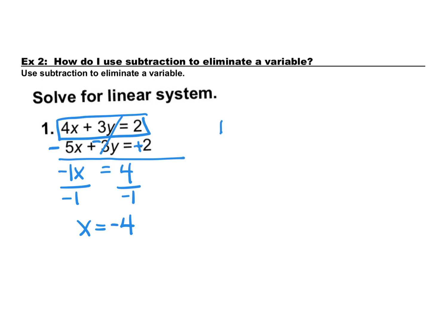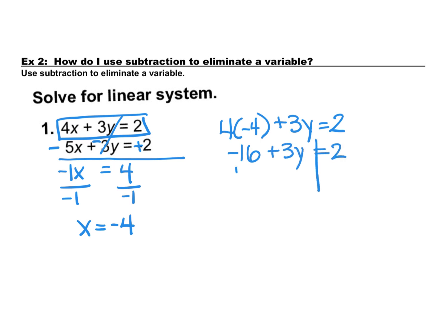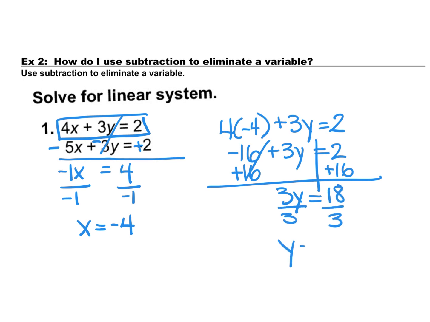So then we're going to plug into one of these equations, it doesn't matter which one: 4 times negative 4 plus 3y is equal to 2. So negative 16 plus 3y is equal to 2, and then we're going to add the 16, and we have 3y is equal to 18. And then we'll divide by 3 on both sides. And so y is going to be equal to 6. So the solution to our system, where the two lines are going to cross, is going to be at (-4, 6).